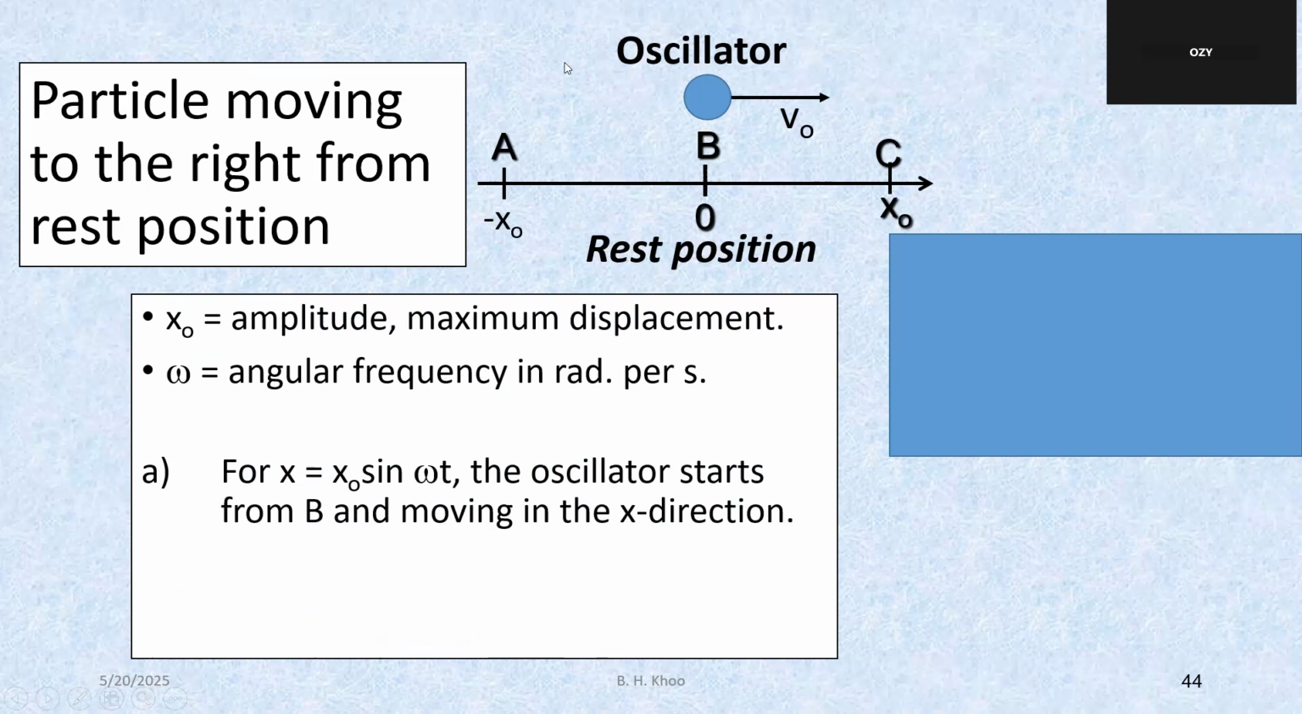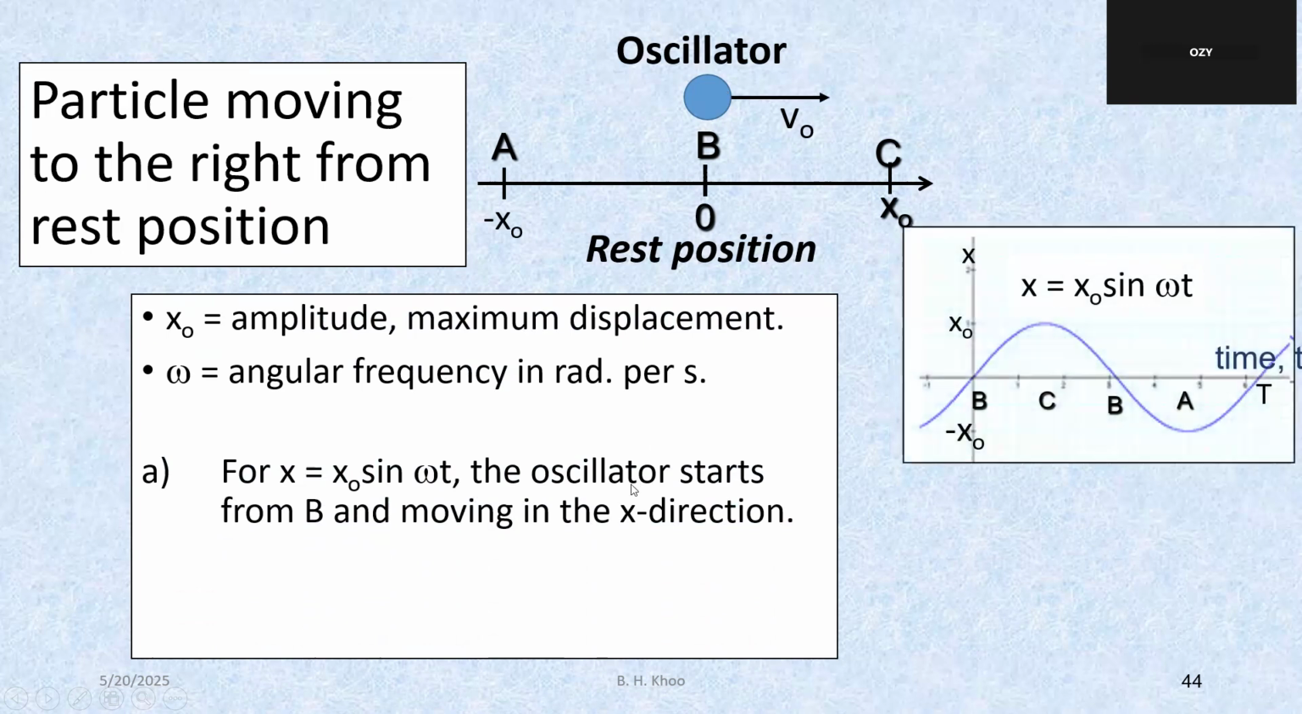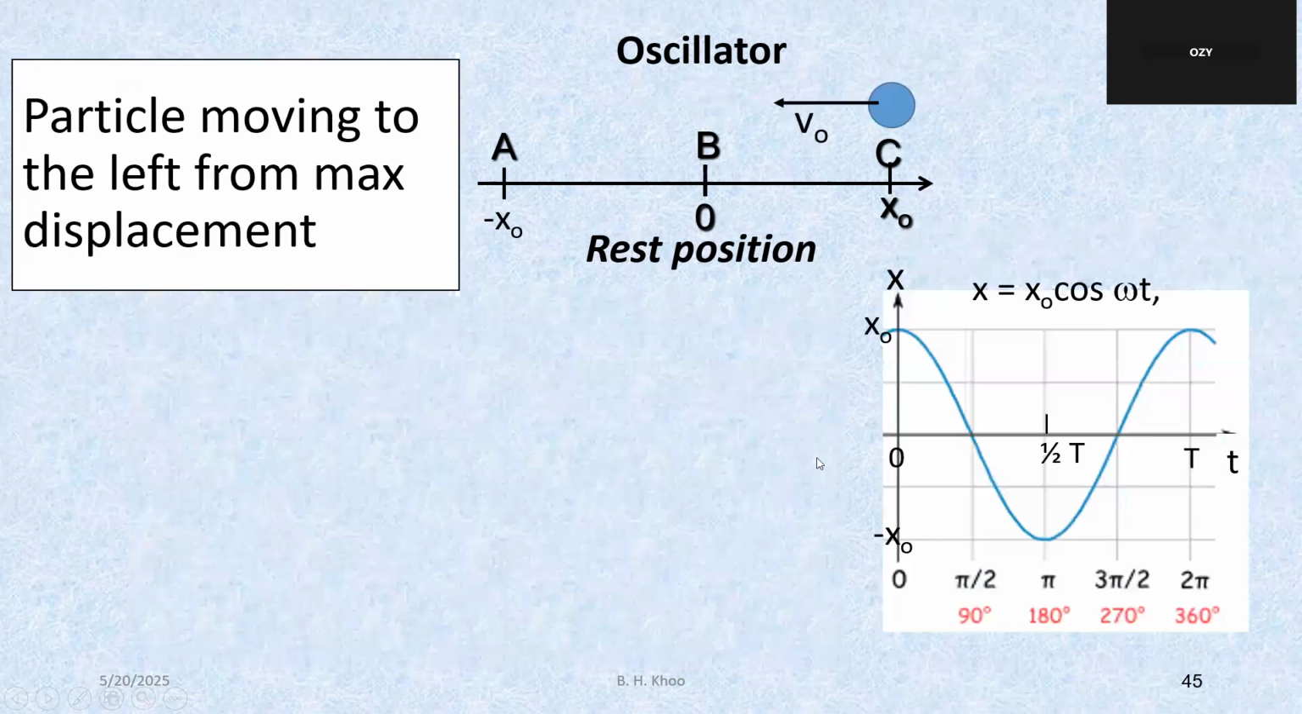This is where the oscillator, the particle there, moves to the right in the positive x direction. Right? Or we can represent it with a sinusoidal sine curve, where B is the zero point. Right? B is where it comes here. C is where it goes to the maximum. Right? If we start oscillating from C, this is a cos graph.